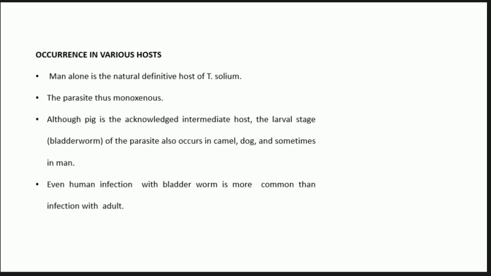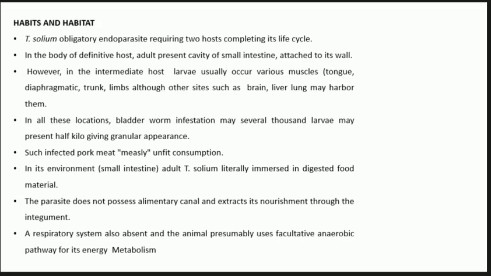Even human infection with the bladder worm is more common than the infection with the adult. So this is one of the remarkable mysteries of parasitology. The worm is not uncommon in India. You may find it in India. Now what is the habit and habitat of this particular parasite? Taenia solium is an obligatory endoparasite, requiring 2 hosts for completing its life cycle.